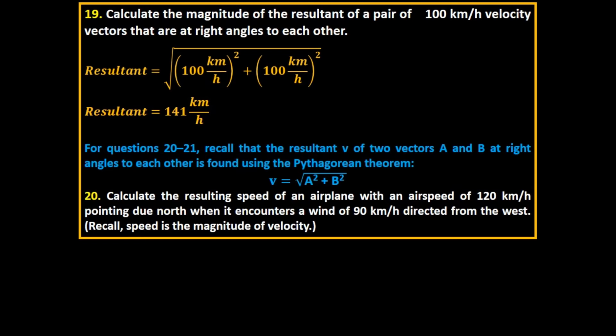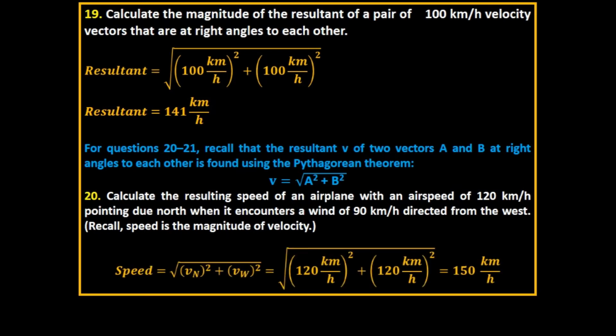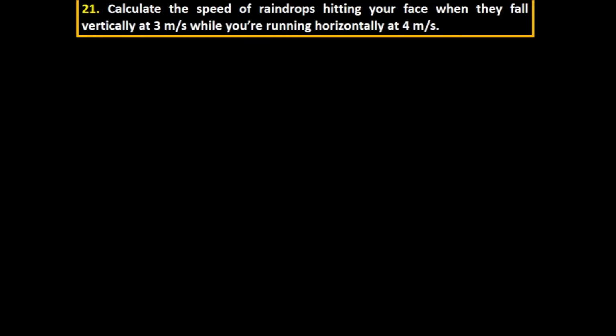Calculate the resultant vector of an airplane with the airspeed of 120 km/h, pointing due north when it encounters a wind of 90 km/h, directed from the west. So they just want the speed, they don't want the direction. Even though the direction will be north of east, since the wind is coming from the west, it's heading east, so it's going to be north of east, and it's going to be 150 km/h is the answer to that. So you are taking the square root of the sum of the squares.